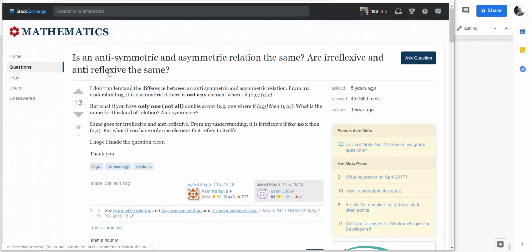So there is this question here: is an antisymmetric and asymmetric relation the same? Are irreflexive and reflexive the same? I don't understand the difference between an antisymmetric and asymmetric relation. From my understanding, if there is not any element where, okay. But what if you have only one, not all double arrows?